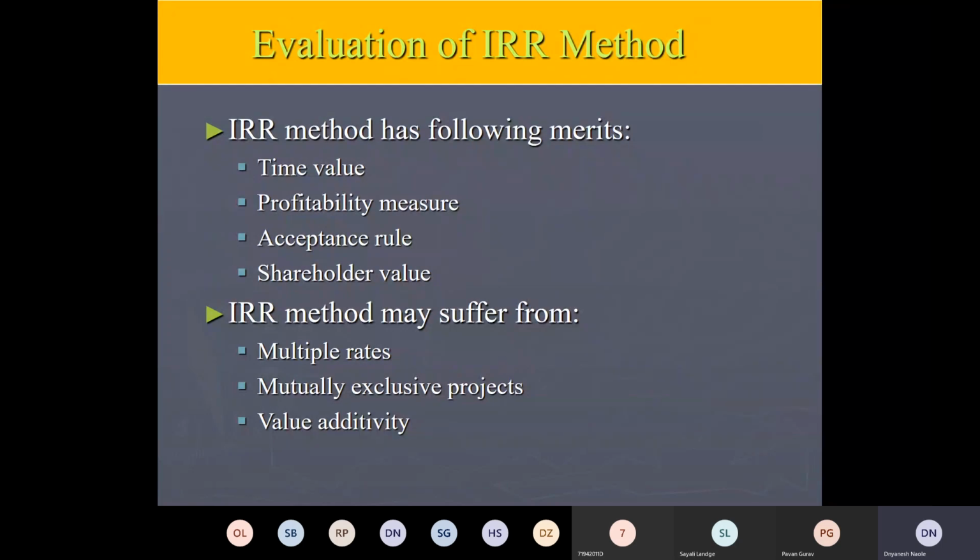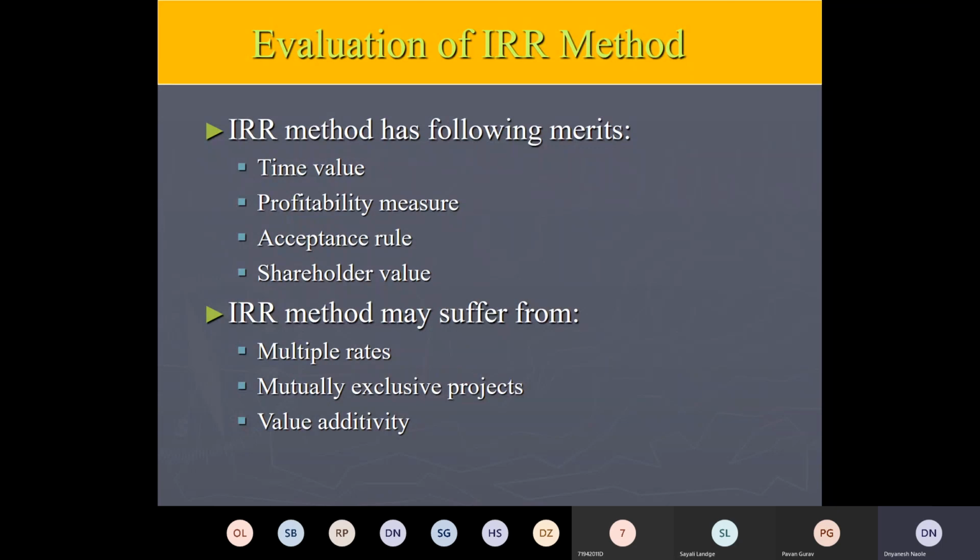Now, the acceptance rule is exactly similar to what NPV is. Whatever projects are filtered out by NPV will again be filtered by IRR. Then shareholders value: obviously, it is consistent with the shareholders' wealth maximization objective. Whenever a project's IRR is greater than the opportunity cost of capital, the shareholders' wealth will be enhanced. In all those cases, shareholders' wealth will be maximized.